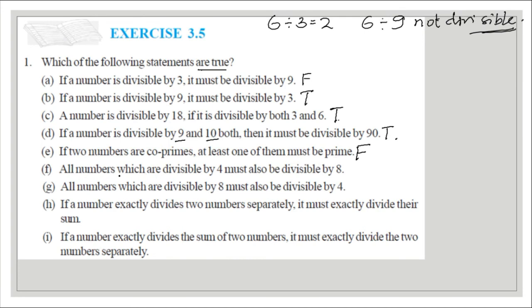All numbers which are divisible by 4 must also be divisible by 8. This is again a false statement. 4 is divisible by 4. It doesn't get divided by 8. So it's a false statement. Next statement. All numbers which are divisible by 8 must also be divisible by 4. This is a true statement.